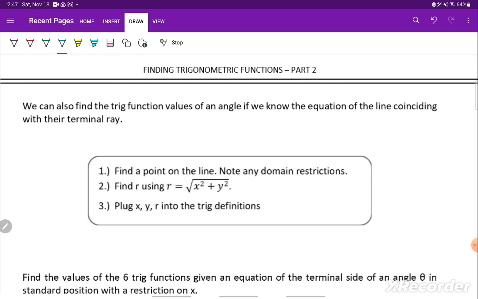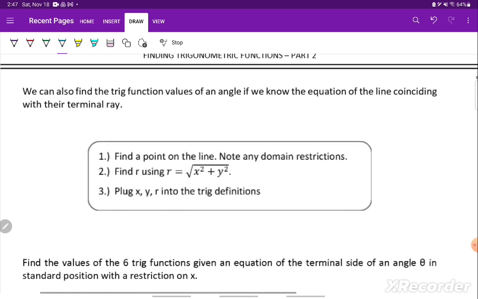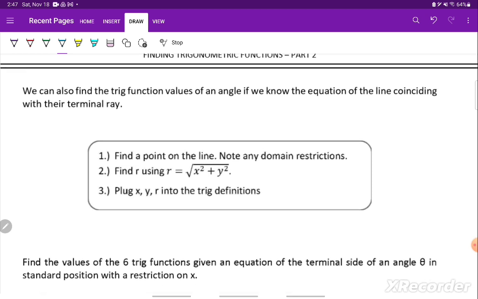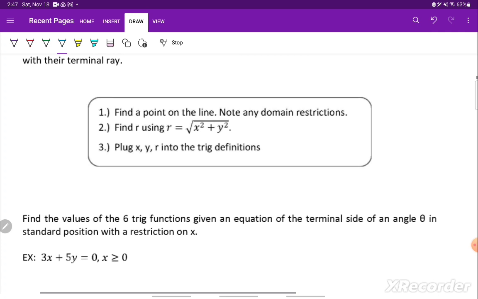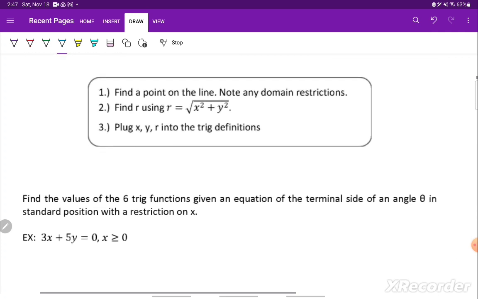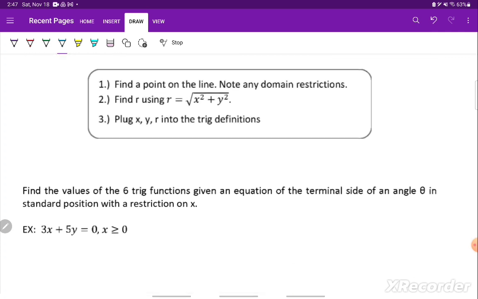So as I said, we can find the trig function values of an angle if we know the equation of the line coinciding with their terminal ray. We're basically just trying to get to the same problem that we had in the video part 1. So we are going to find a point on the line. Note that you may be given some domain restrictions, like down here in this first example, I'm given a domain restriction that x has to be greater than or equal to 0.